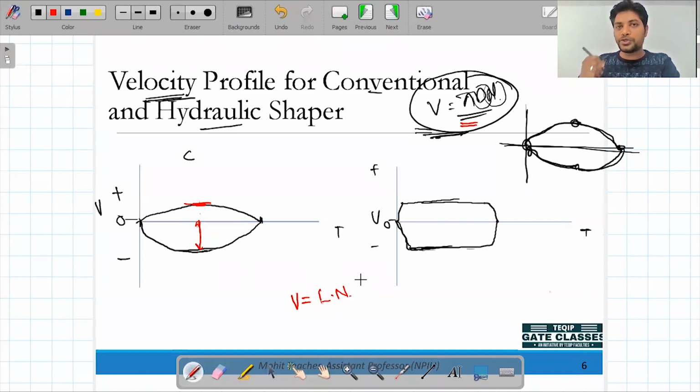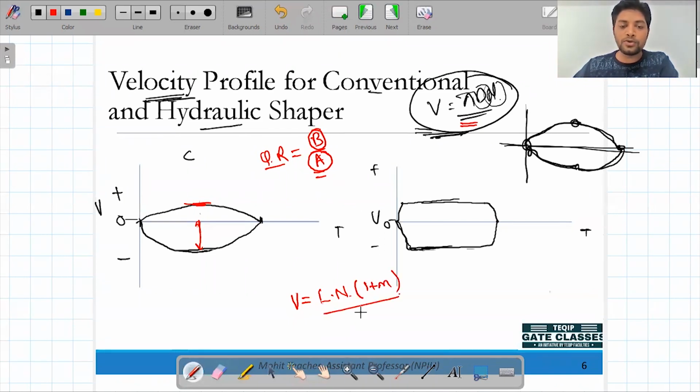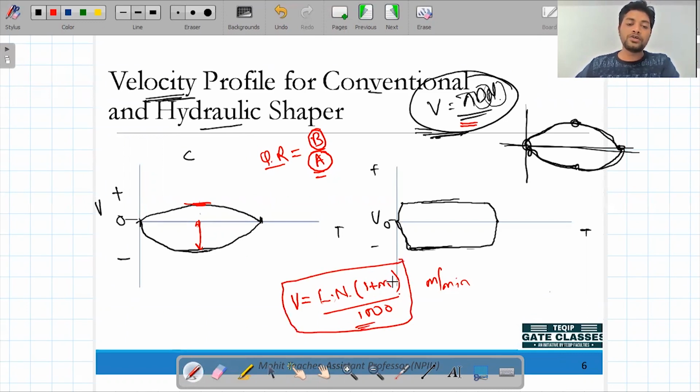But here the ratio is very, very important, the quick return ratio, because this terminology we can also explain with quick return motion. Quick return ratio is nothing but B by A, means how much angle you are covering during the return stroke with respect to the forward stroke, or time also we can take. So this is L into N into (1 plus M), upon 1000, because at the end we are calculating in meter per minute. If length is in mm, you divide by 1000. So this is the velocity that we are giving.